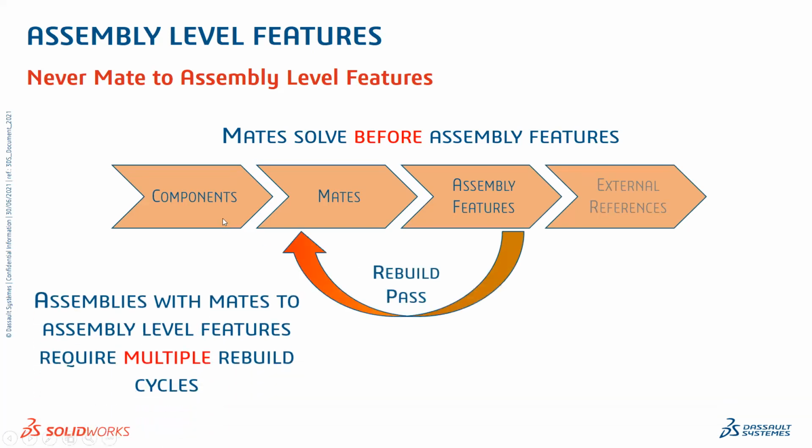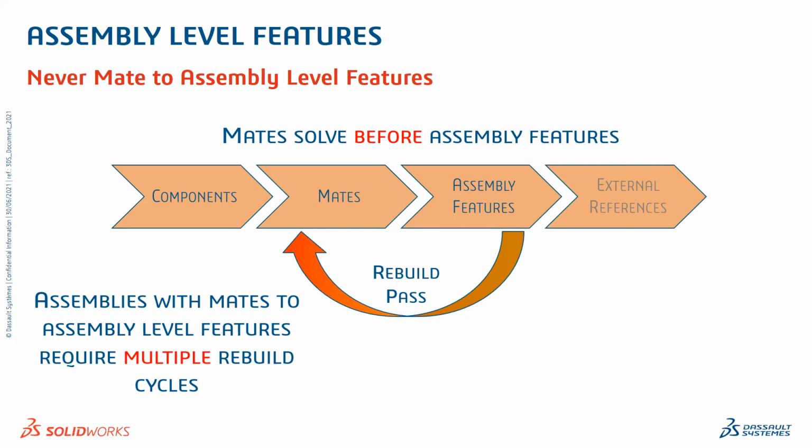First it is going to load the components, and then it is going to load the mates, assembly features and external references. So when you use assembly features to mate, we are expecting you to work in a reverse manner. That means we are just rebuilding the path. So here you can see, in any case, we should avoid mating with assembly features, because it will try to rebuild multiple times.